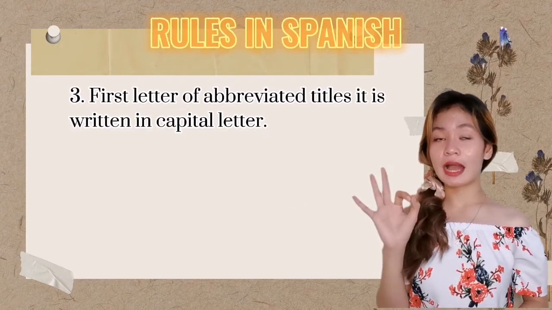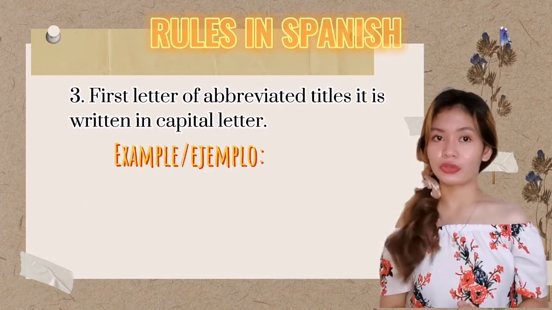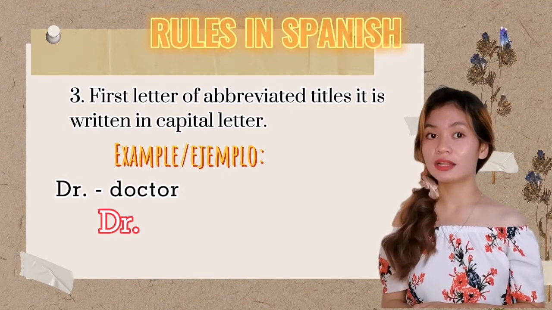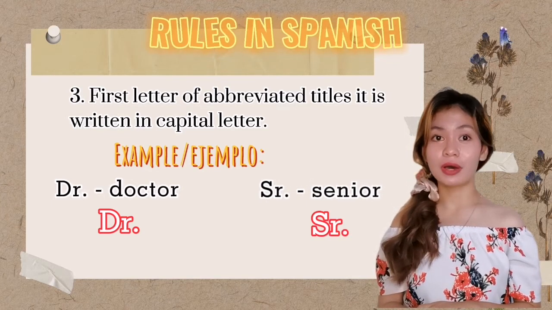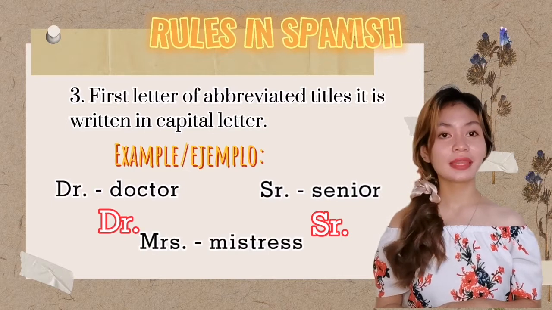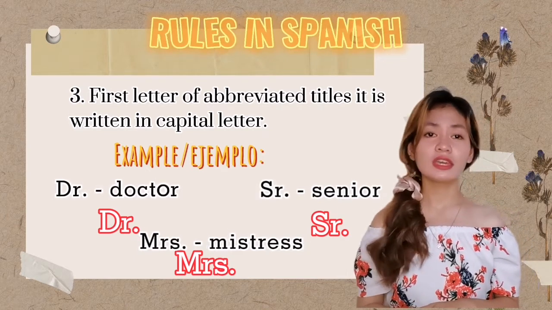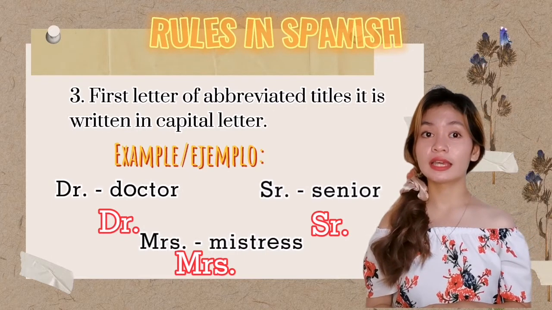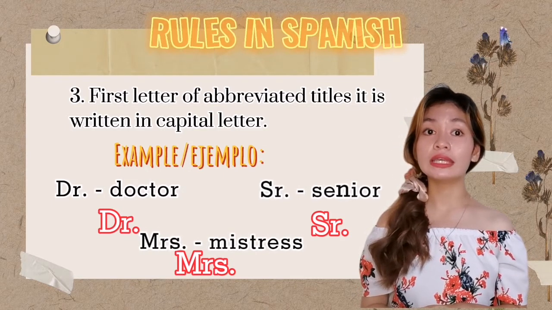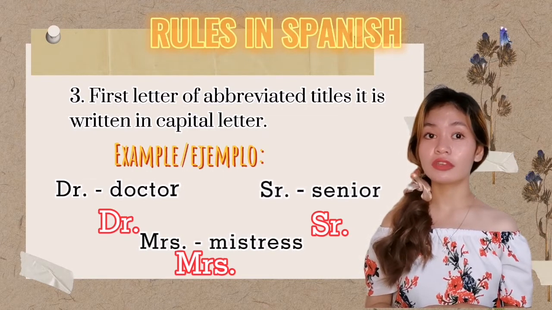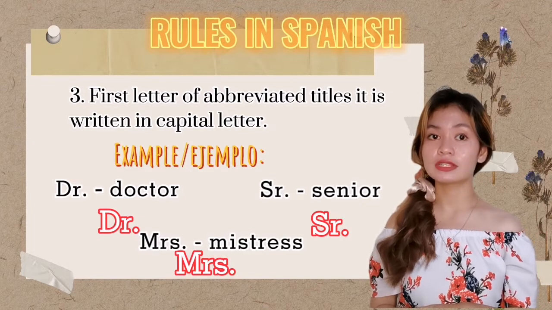So, the third rule for capital letters in Spanish is the first letter of abbreviated titles. For example, the doctor: D is capital, R is small, then a period. Another one is senior: S is capital, R is small, then a period. And lastly, Mrs.: M is capital, R is small, S is small, then a period. But if it is not abbreviated, or it is written in full spelling, like doctor, D-O-C-T-O-R, it is written only in small letters. Again, it is written in small letters if it is not an abbreviated title. Only abbreviated titles can capitalize the first letter.